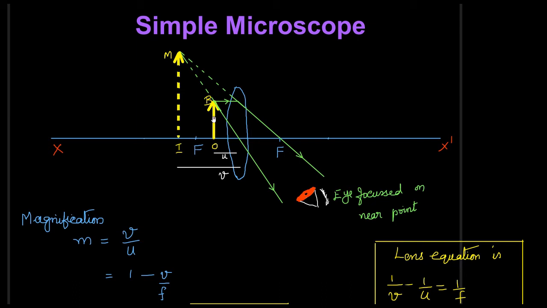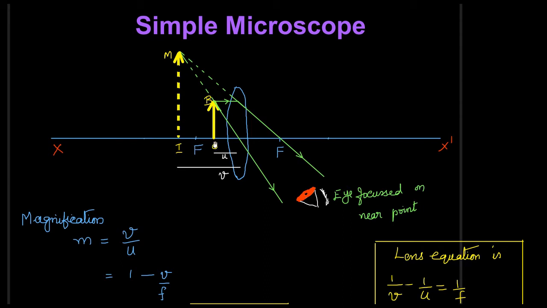For the object OB, the virtual image is formed on the same side of the lens. Moreover, the image is erect and enlarged. For a person observing these rays, he can see the virtual image at the position IM at the least distance of distinct vision.